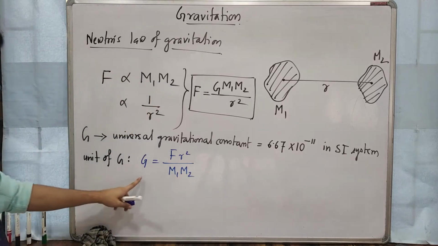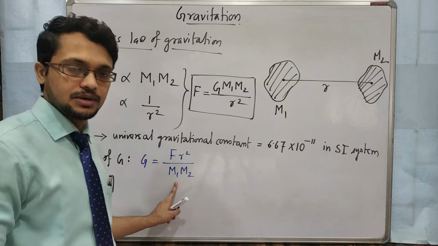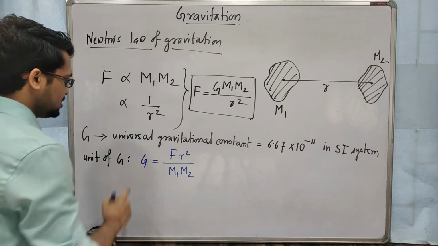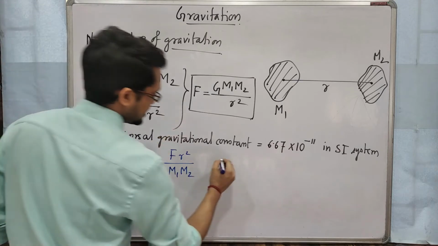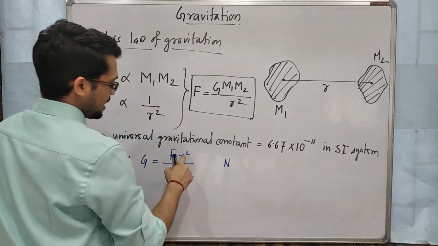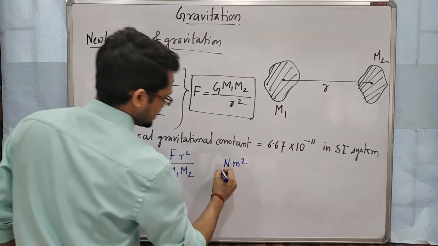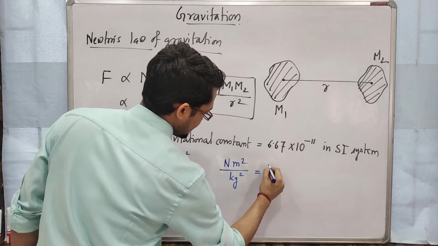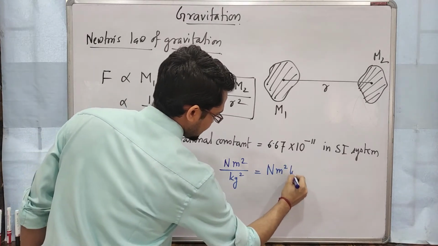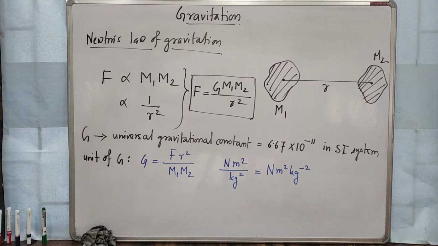For finding the unit and also the dimension, we will first write the equation of G. So the unit of G: force means the SI unit is Newton, r is distance so meter square, by mass into mass, that means kg square. So you will get Newton meter square kg to the power minus 2. Clear? This is the unit.